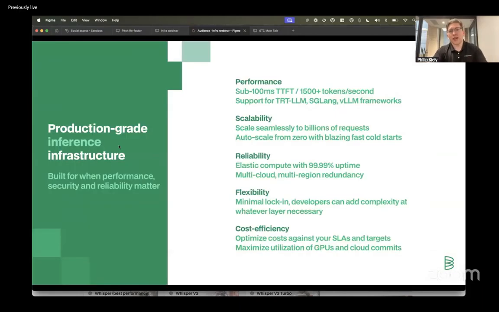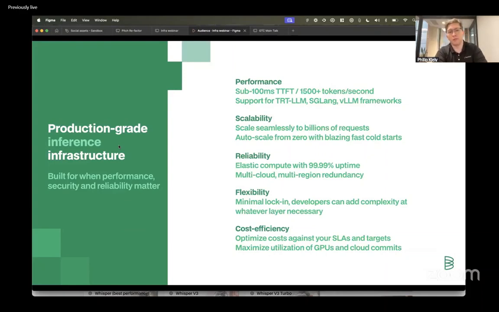So what does that actually mean? Like, what does performance-grade inference infrastructure look like? Well, you have to have excellent performance with support for every framework. TensorRT LLM is super great, but maybe doesn't support every model. You might also want something like SGLang or vLLM for certain models. You need the scalability to both auto-scale from zero with fast cold starts like we talked about, as well as scaling up to handle as many as billions of requests.